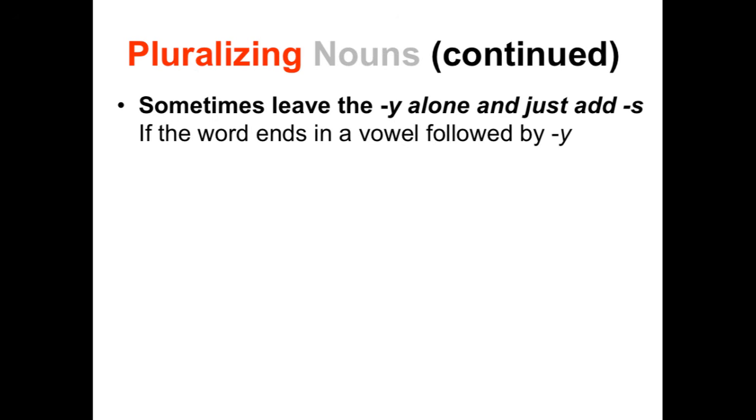But there's more. Sometimes we leave the Y alone and we just add an S. And that would be if the word ends in a vowel followed by a Y. For example, boy or toy. The letter that comes before the Y is a vowel. So rather than dropping the Y and adding an IES, we just add an S, and boy becomes boys.